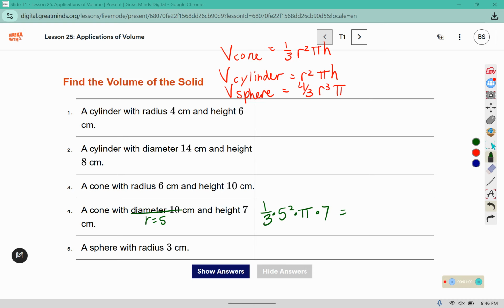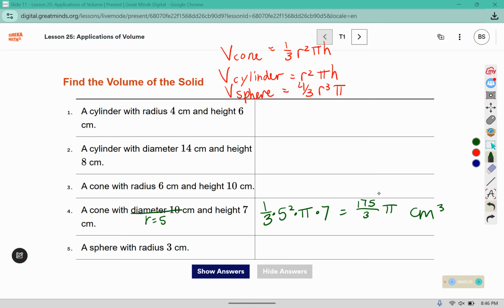5 squared is 25. 25 times 7 is 175. And then the numerator is 1. So 1 times 175 is 175 on the top. And then we have 3 on the bottom. We're still leaving our answer in terms of pi, so that should be included, as well as our units.